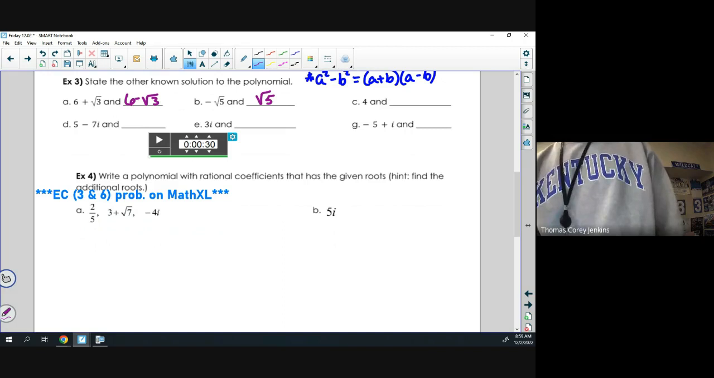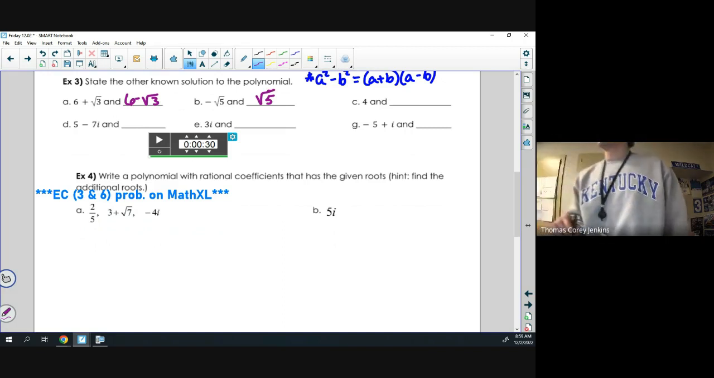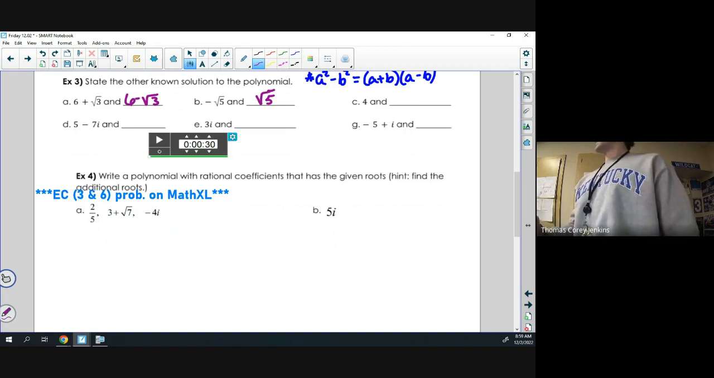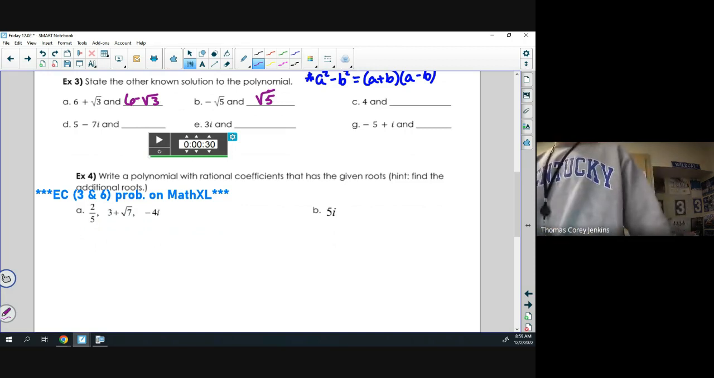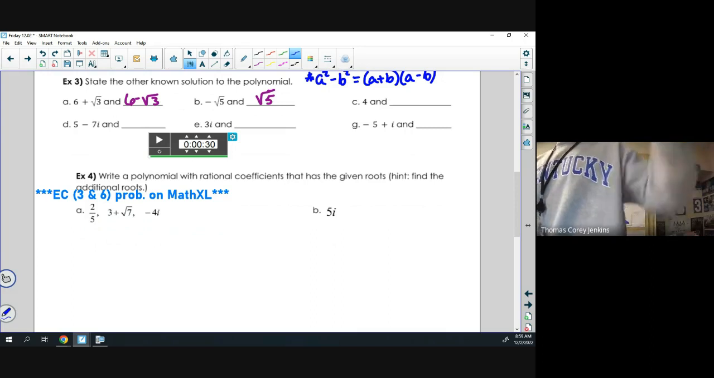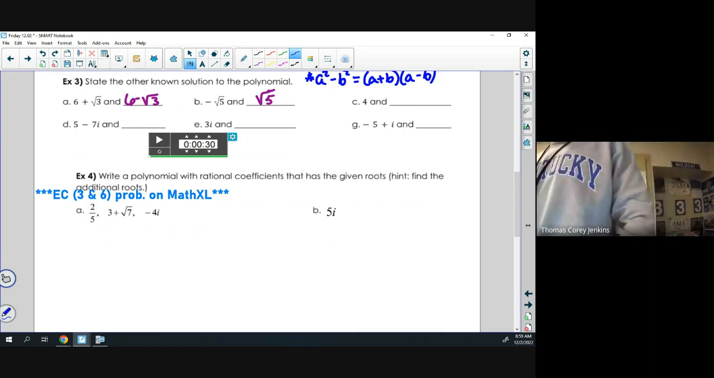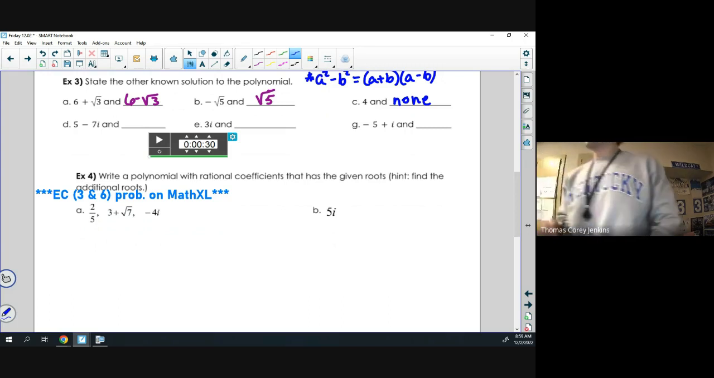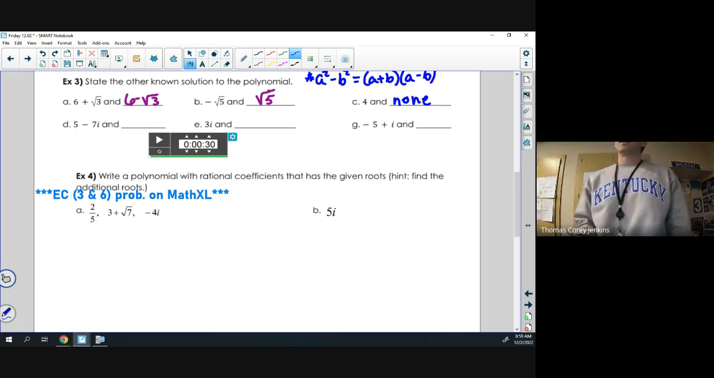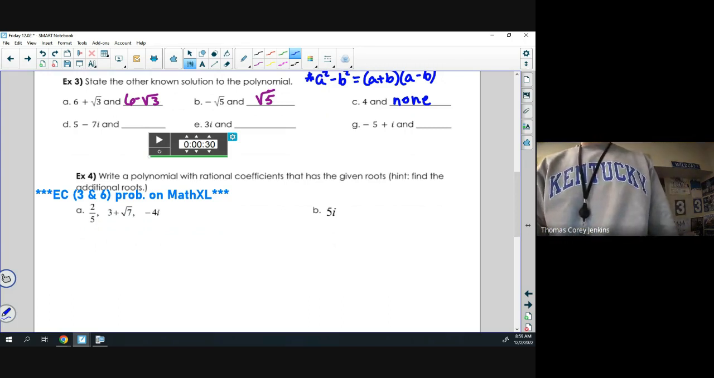And what about 4? Is 4 irrational or imaginary? No, it's not, right? So this doesn't necessarily mean that -4 is also a solution. So I would just say none on that one. That's a little curveball there. All right, so you guys tried D, E, and F, or I guess we could call it G.